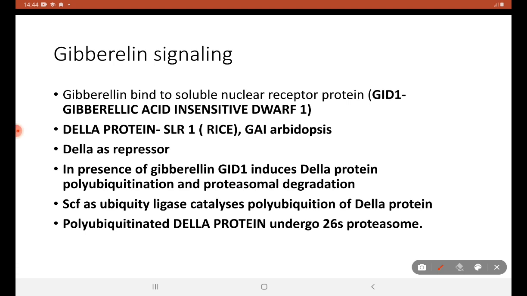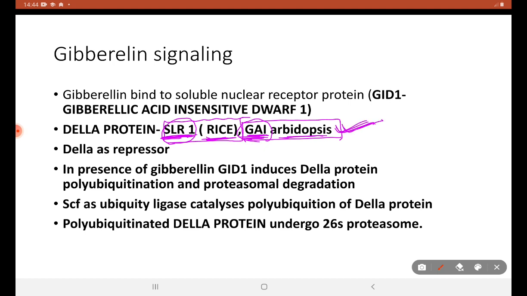Next, DELLA protein. What are the various types? In rice we call it SLR1. In Arabidopsis thaliana, we call it GAI. SLR1 is slender rice 1. GAI is gibberellic acid insensitive. These are the various names given to DELLA protein in different plants. In rice plants it is called slender rice 1. In Arabidopsis it is called GAI. These are the names given in specific plants.